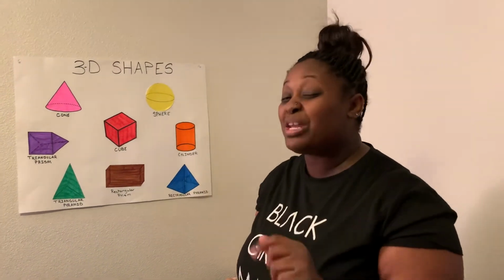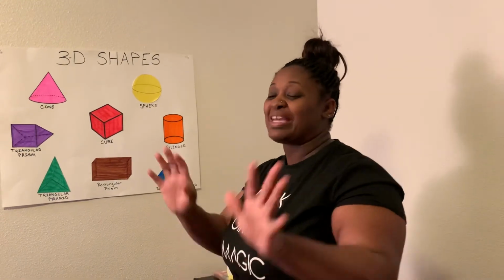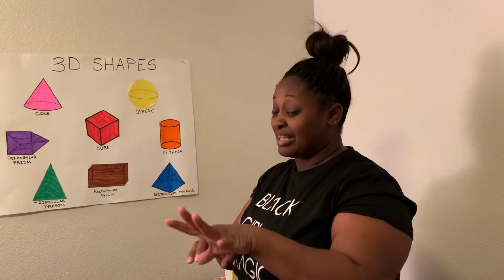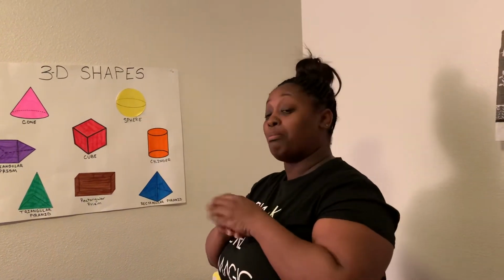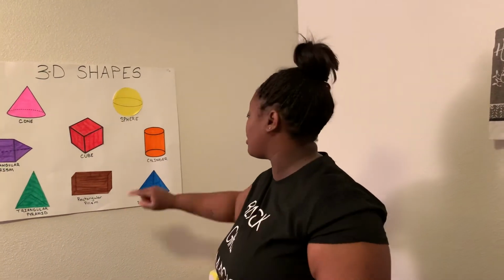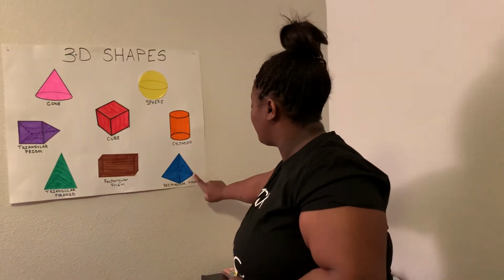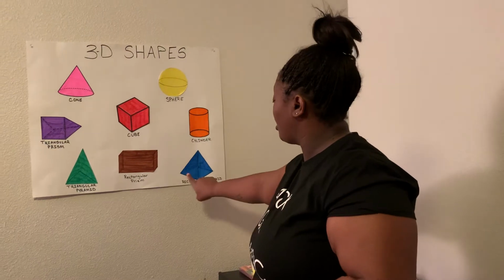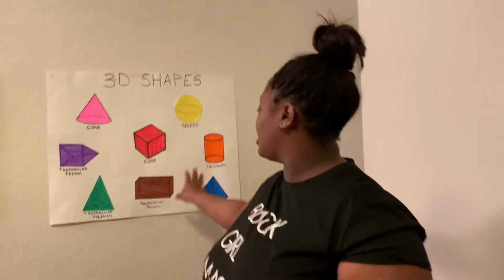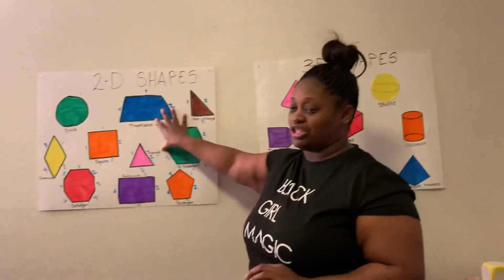8. How many points do you think it has? Give me a guess. 6. Oh, maybe 5. Let's count them together. 1, 2, 3, 4, 5. Whoever said 5, it has 5. Good job. So these are our 3D shapes. These are our 2D shapes.